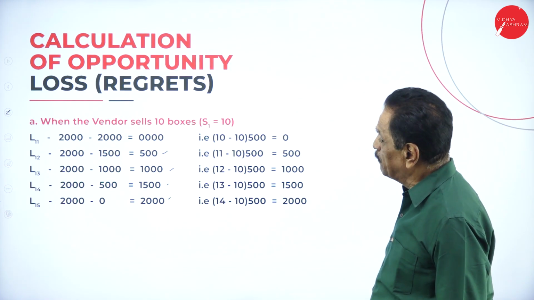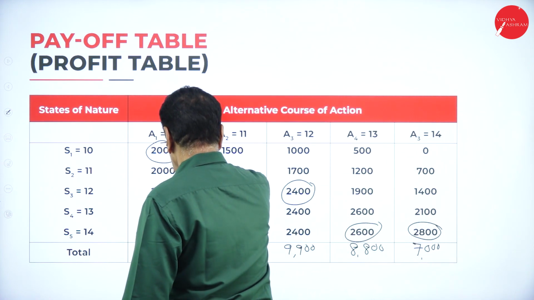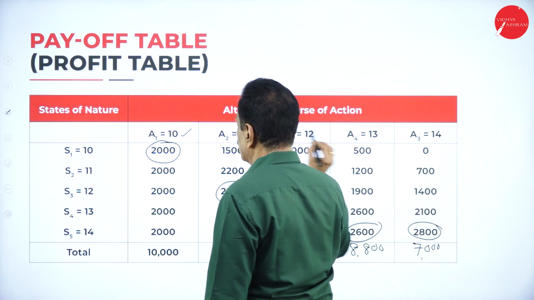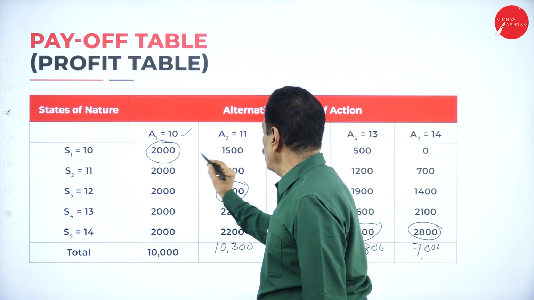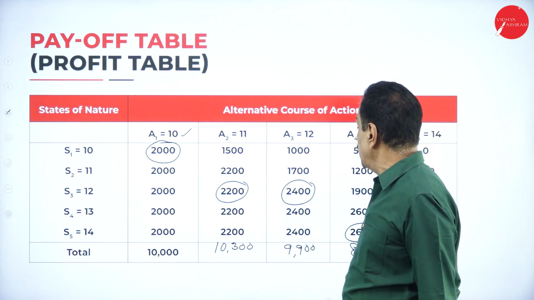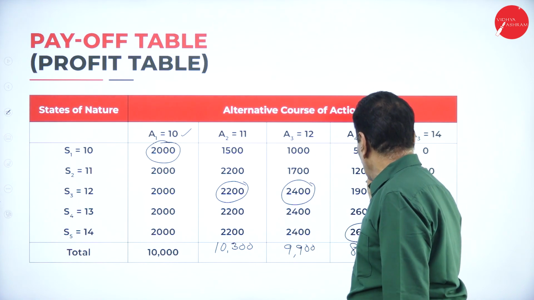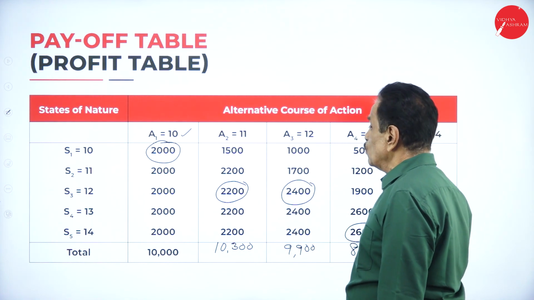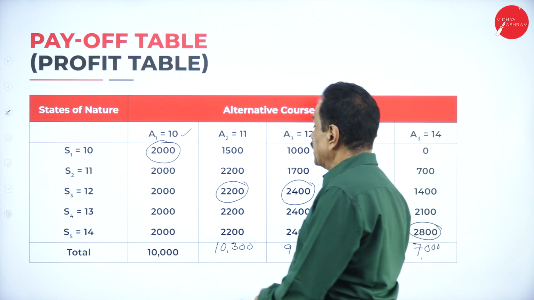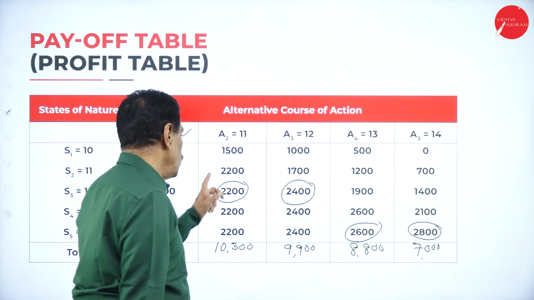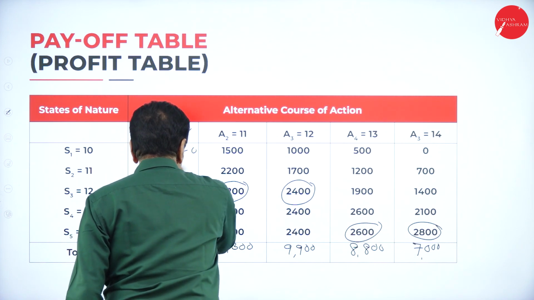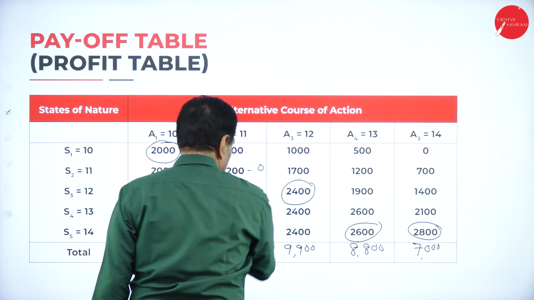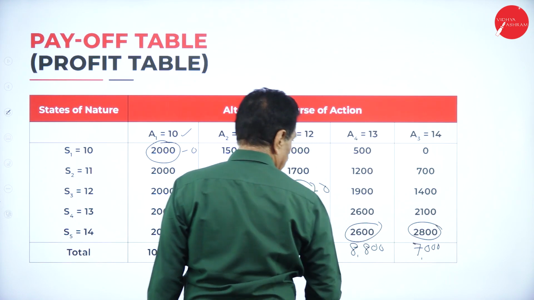Regarding the regret table, take the highest row wise. The highest is 2,000. 2,000 becomes 0. 1,500 means 500. 1,000 means 1,000. 500 means 1,500. 2,000 means 2,000. Which is the highest one? This goes to 0. This is actually taken as 0.